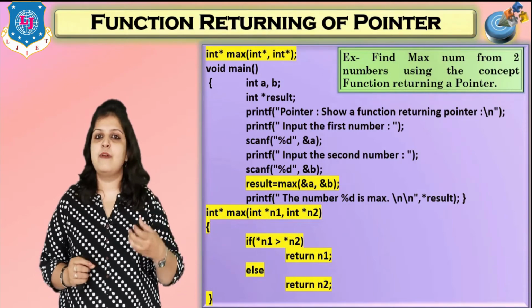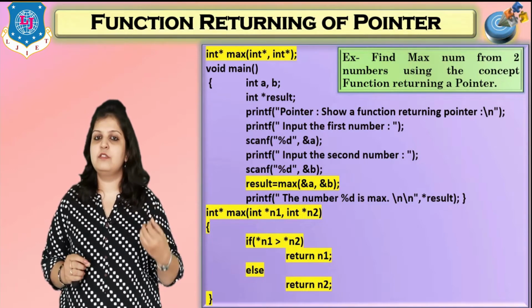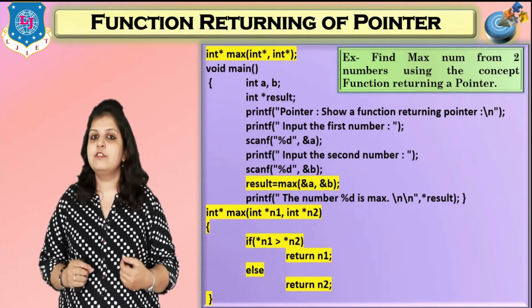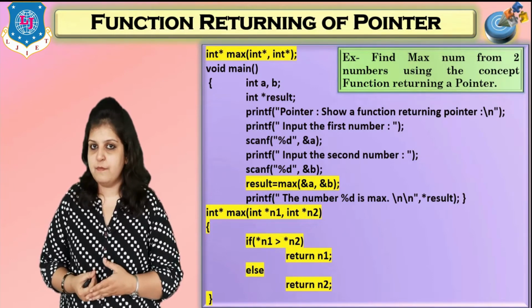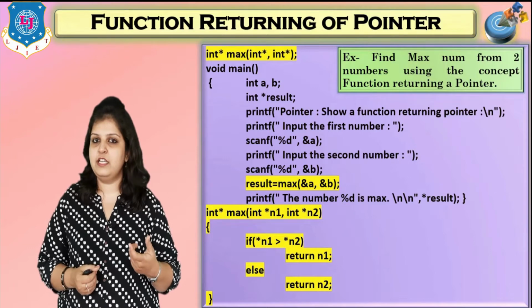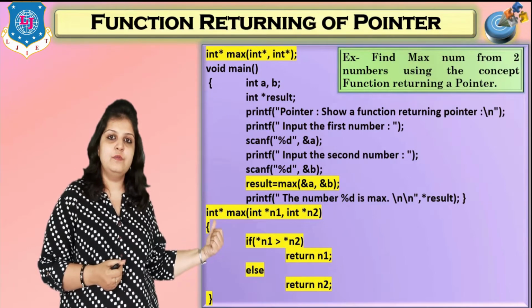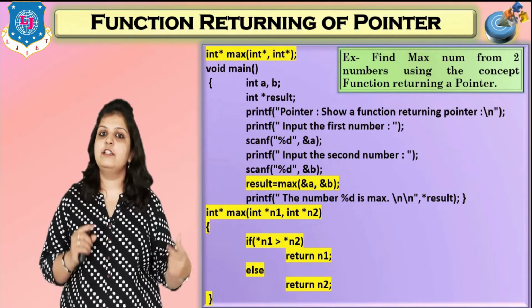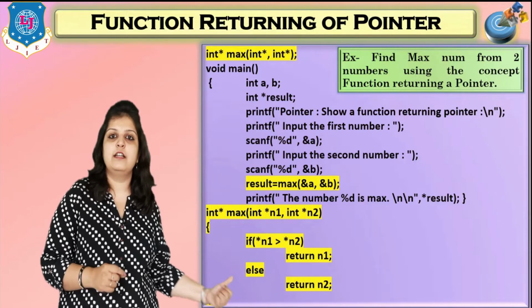So in n1, 5 will be stored, and suppose I am entering b is equal to 6, so *n2 is equal to 6. Now just write the if condition. If you want to find the maximum among two numbers, then you have to write one condition. So I am writing if *n1 greater than *n2. If yes, then return the address of n1, and if not, then else return n2.